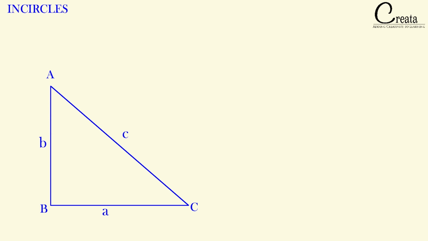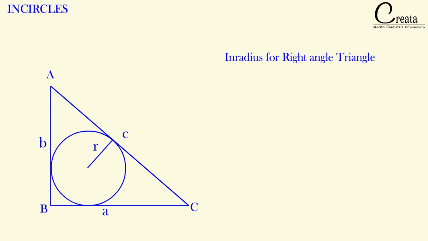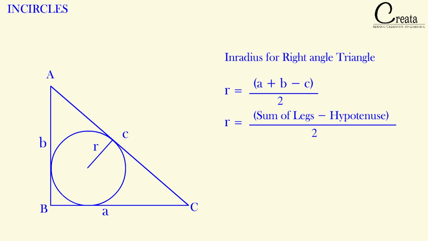Now we will take a small case of a right angle triangle. Here ABC is a right angle triangle with C as hypotenuse and A and B as the two legs of the right angle triangle ABC. This is a special case, that is, the inradius of an incircle inside a right angle triangle is equal to (A plus B minus C) upon 2. Here A and B are the two legs of the triangle. So we can say the inradius of a right angle triangle is equal to sum of legs minus hypotenuse upon 2. This is the formula of inradius in a right angle triangle.